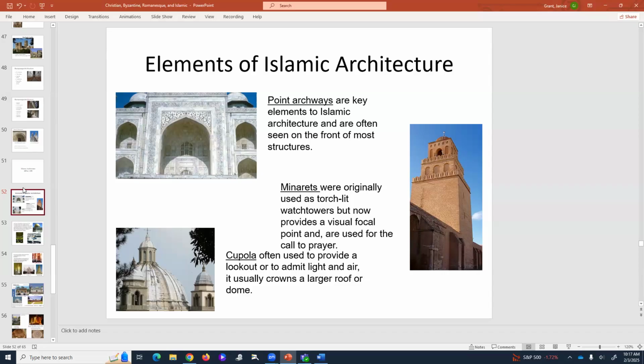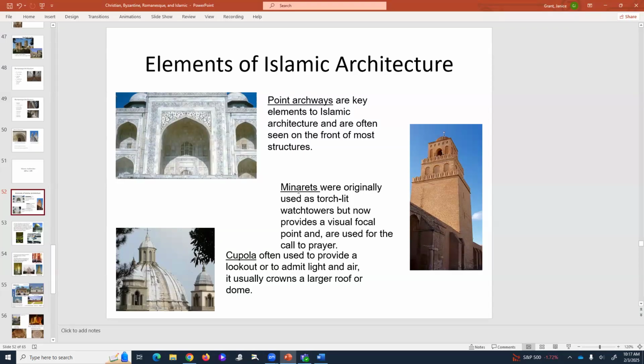We've got the beginning of those arches that are kind of pointed at the top. It's not a pure pointed arch, but it's kind of curved with this little keystone that's pointed. And so Islamic architecture has that as one of their elements.